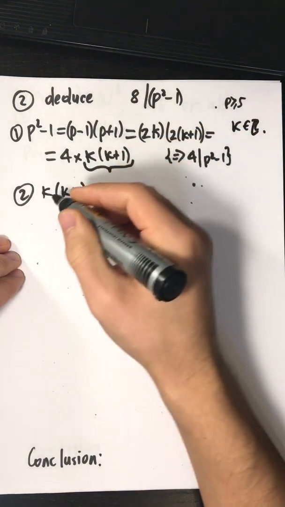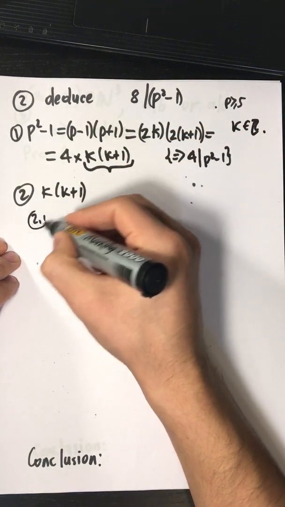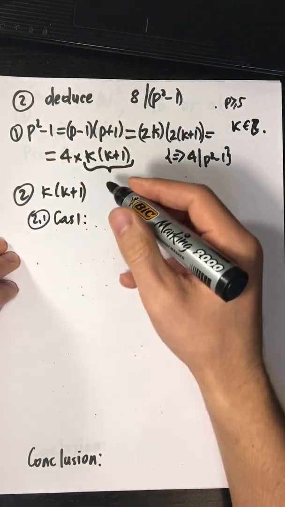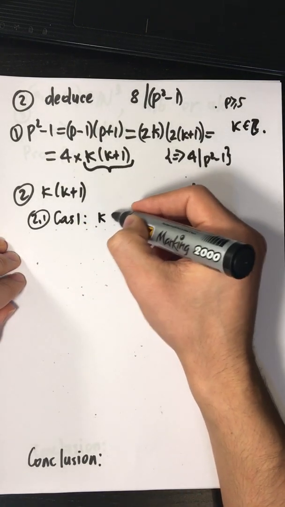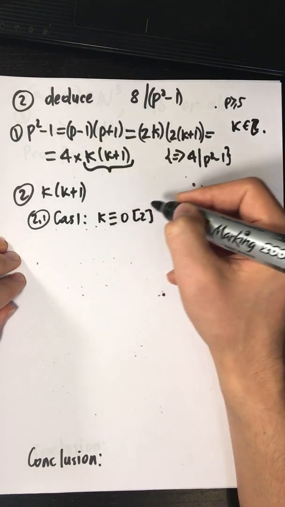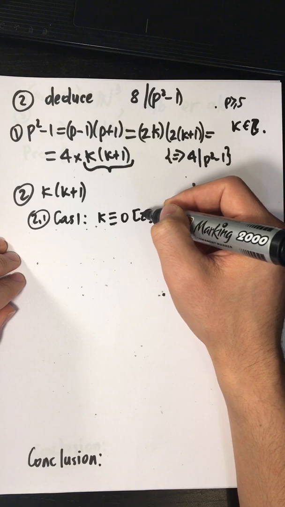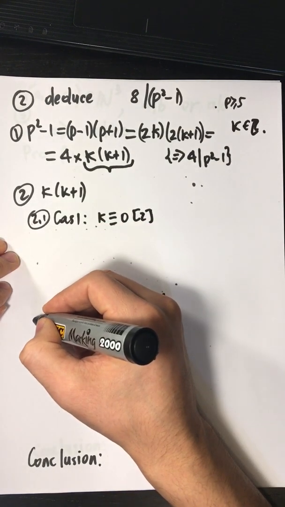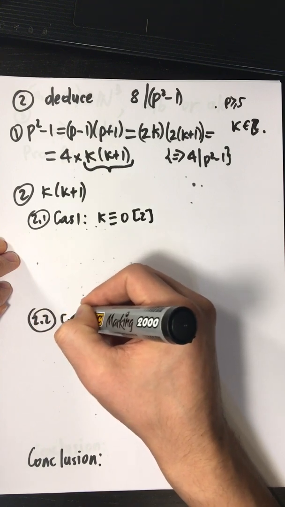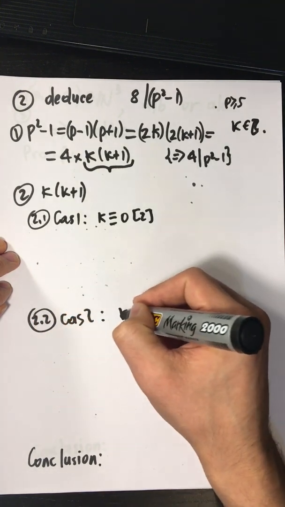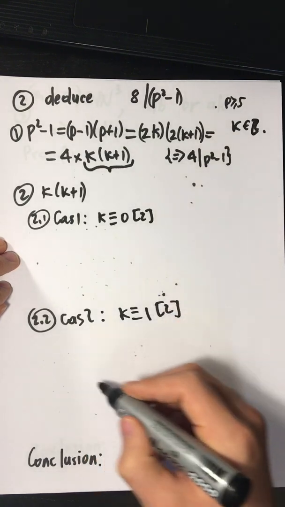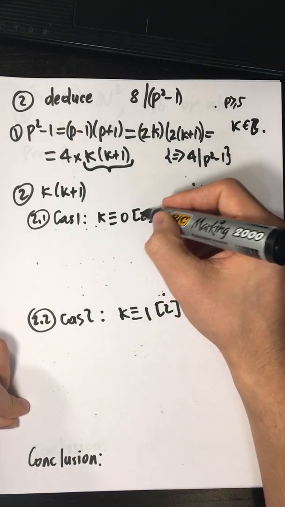K is integer. And 2.1, case 1. Case 1 is, let's say, you divide k by 2, mod 2 is 0. It means that it's this, and then case 2, 2.2, case 2. You divide k by 2 and it's 1. Do we have the third case? Why am I using mod 2?